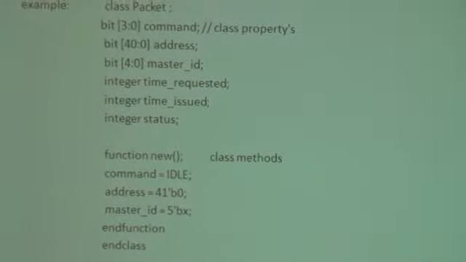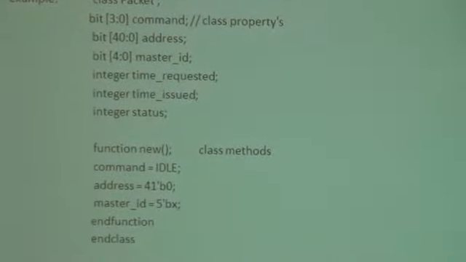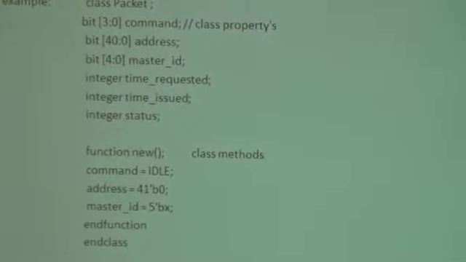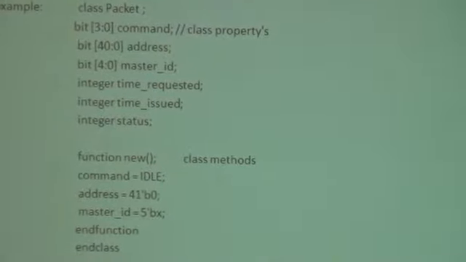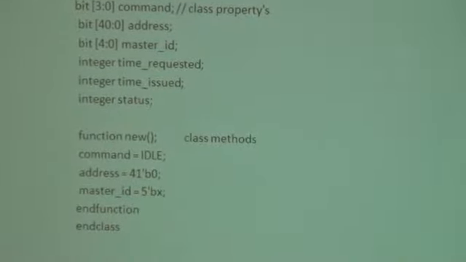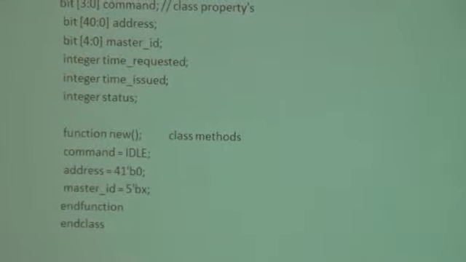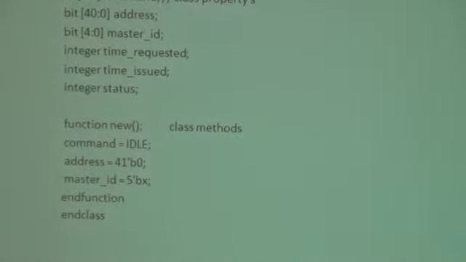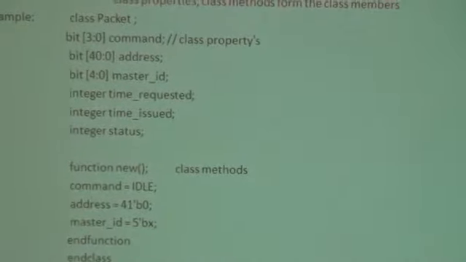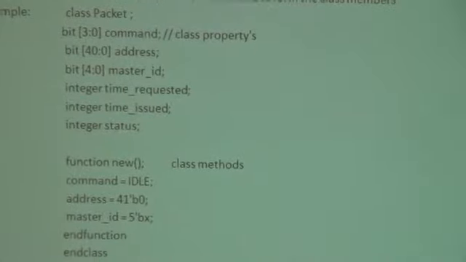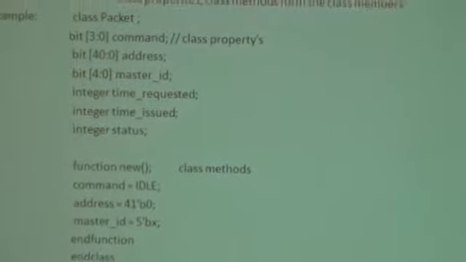In this, we have defined bit [3:0] command, bit [40:0] address, bit [4:0] master ID, integer time requested, integer time issued, integer status. These are class properties. Function new: command equals idle, address equals 41'b0, master_ID equals 5'bx, and end function. The function here is called a class method, and as I described before, classes consist of class properties and class methods. So between class packet and endclass, I have defined class properties and class methods.